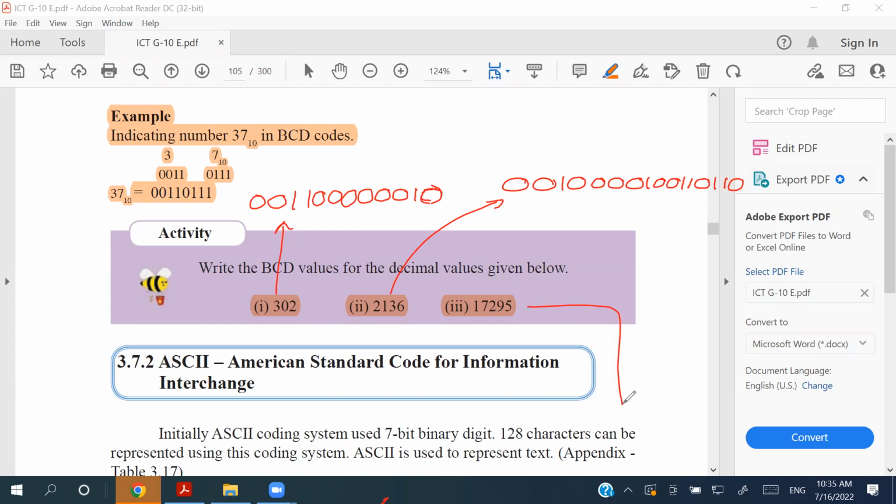And the third answer: 1 can be written as 3 zeros and 1. 7 can be written as 0111. 2 can be written as 0010. 9, it's going to be 1001. And 5, it's going to be 0101. So it's better you write BCD at the end of all of these, because this is a BCD representation, not binary, not any other one, but it is BCD.